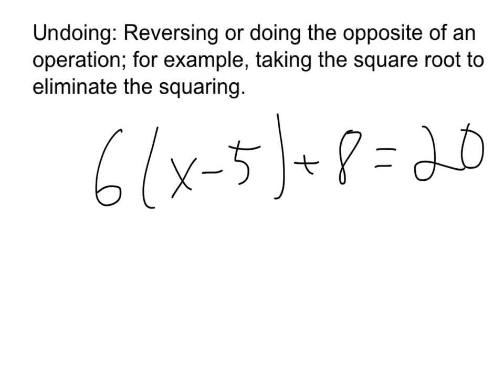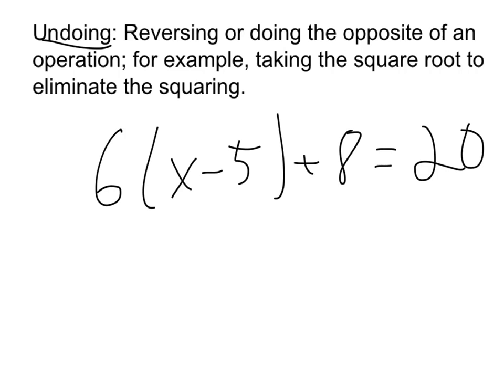Okay guys, this is the method of solving called undoing. It says reversing or doing the opposite of an operation, for example, taking the square root to eliminate the squaring. So we're going to do an example right here. We have this problem, and just for a second, stop. Don't think about how you would usually do it, maybe if that was distributing. I know that's what it was for me, but we're going to pause and talk about undoing.